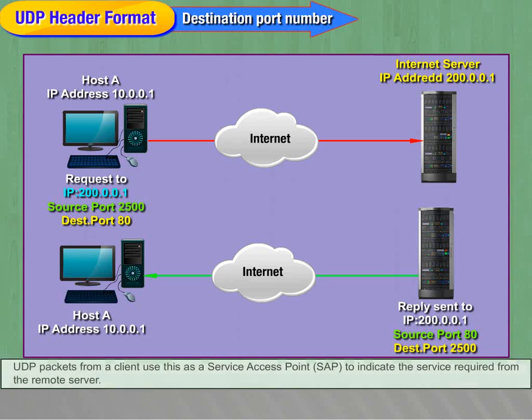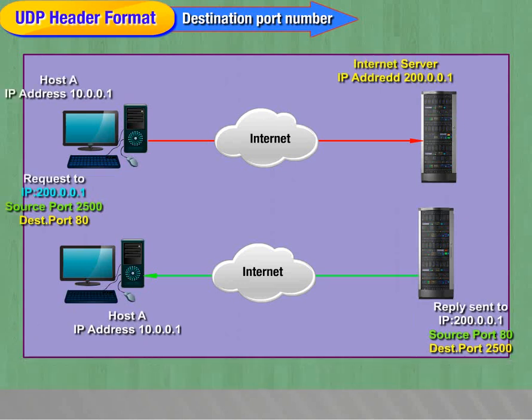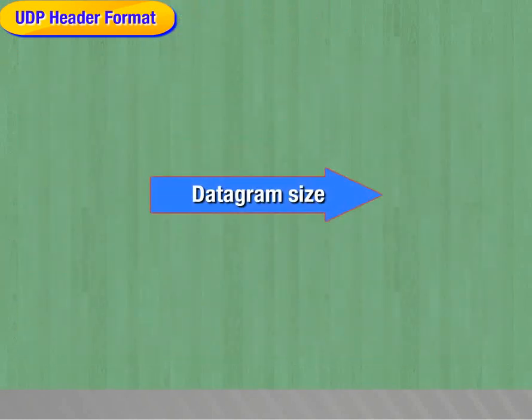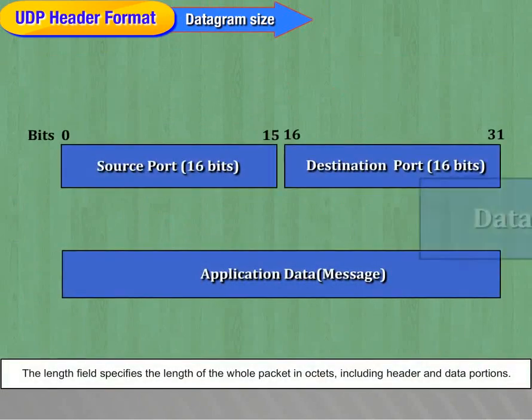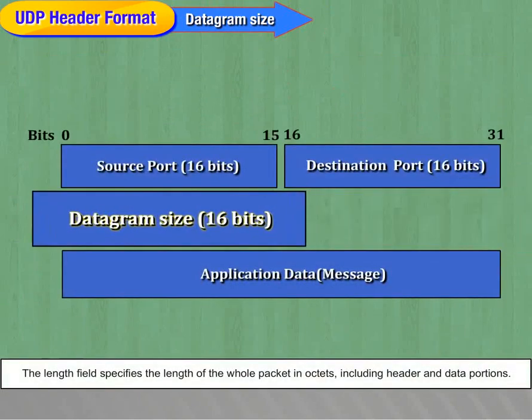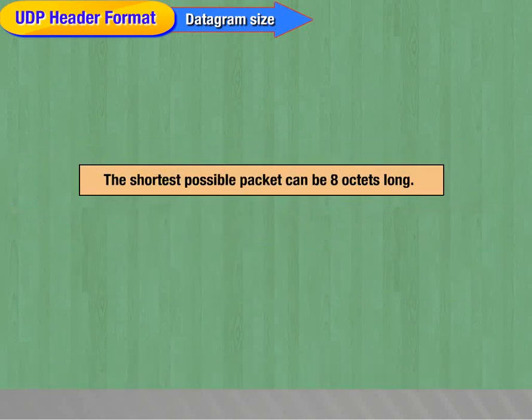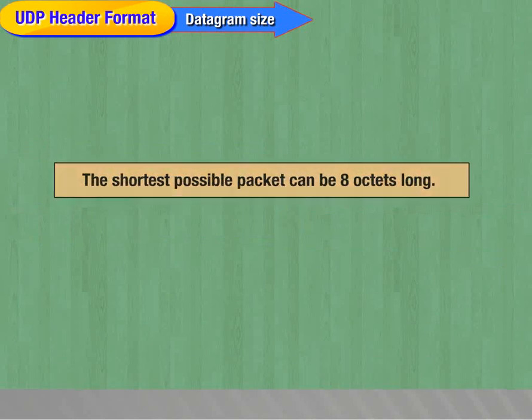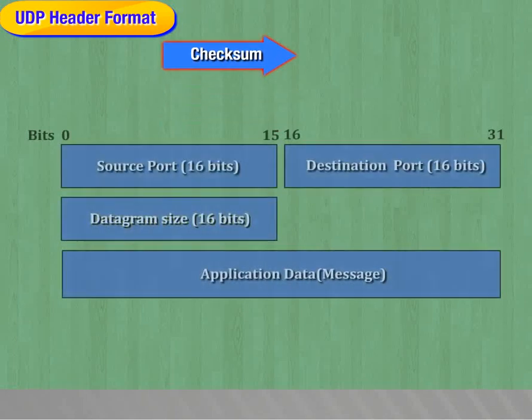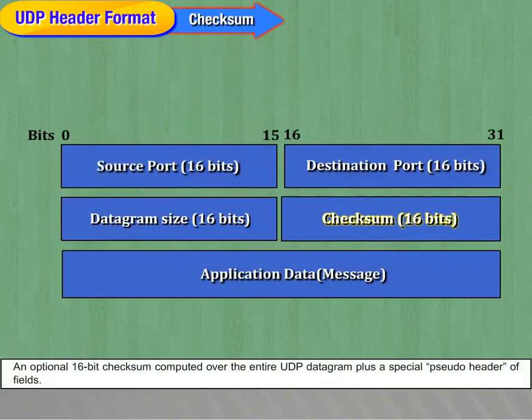Destination port number. UDP packets from a client use this as a service access point (SAP) to indicate the service required from the remote server. Datagram size. The length field specifies the length of the whole packet in octets, including header and data portions. The shortest possible packet can be 8 octets long. Checksum. An optional 16-bit checksum computed over the entire UDP datagram plus a special pseudo-header of fields.